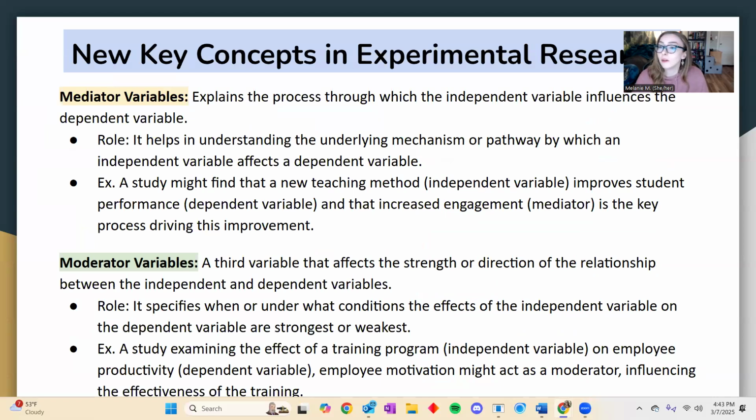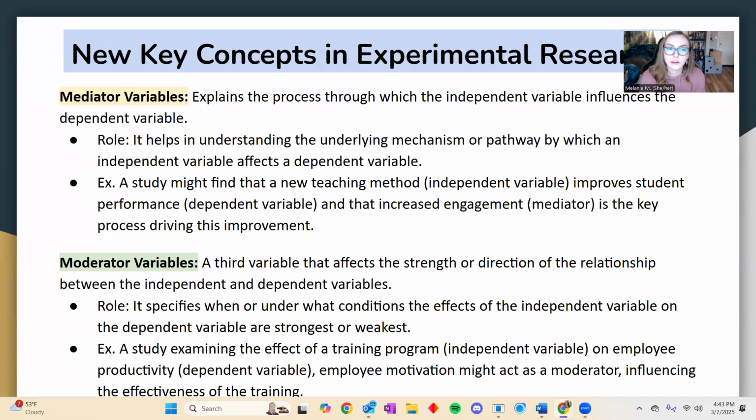All right, we also have some new concepts here. There are two major types of variables that are not just independent and dependent. There are also things called mediator and moderator variables. A mediator variable explains the process through which the independent variable influences the dependent variable. So it helps understand the underlying why or how they're connected, that mechanism or pathway.